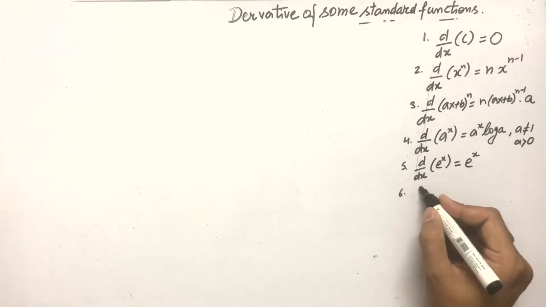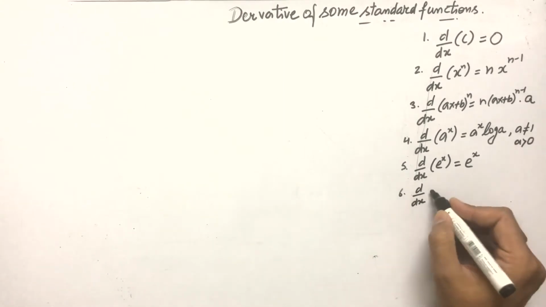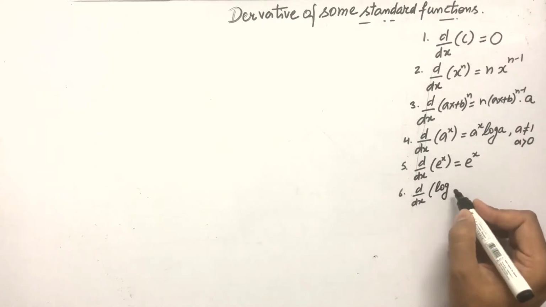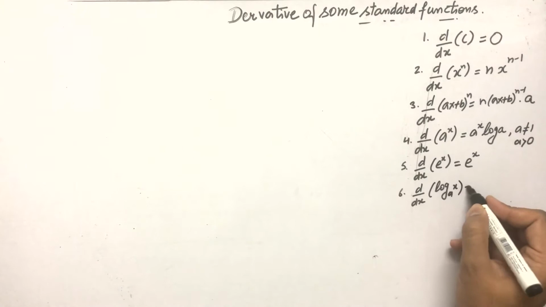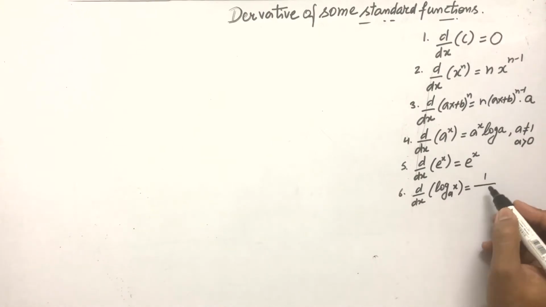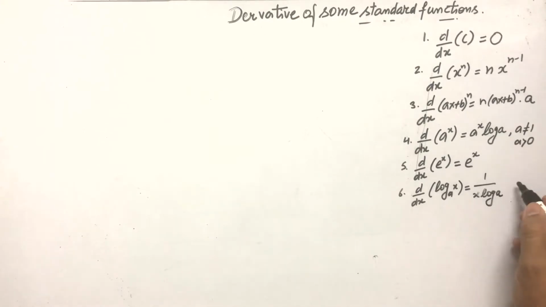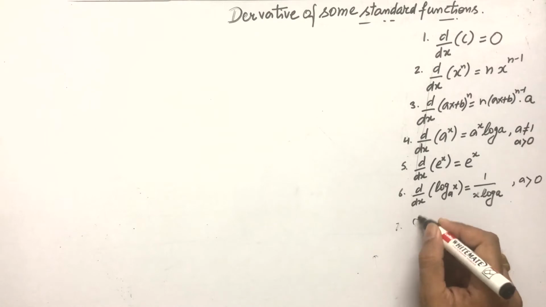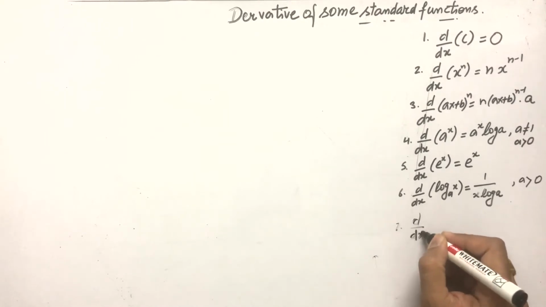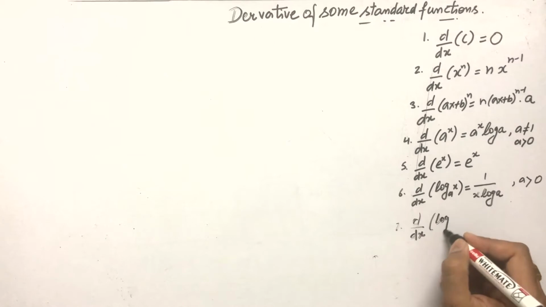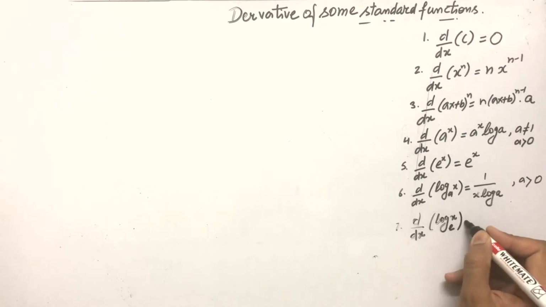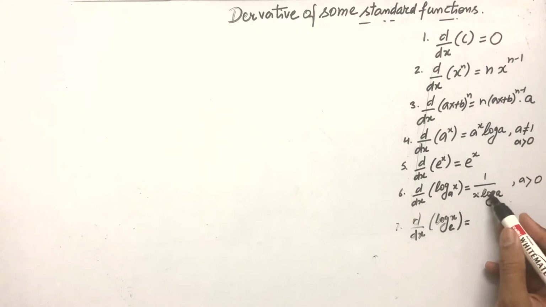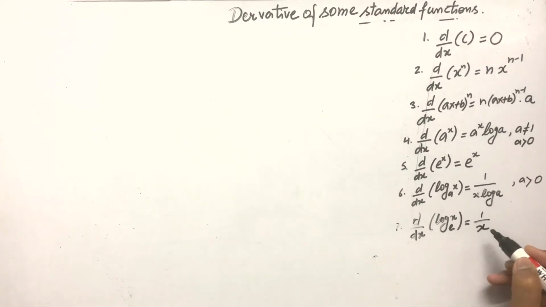And the sixth one is derivative of log x with base a, and that is 1 upon x log a. Here a is the base and we have to take it greater than 0. And the seventh is dy by dx of log x with base e, and very easily we know that when base is e, log of e becomes 1, and the answer is 1 by x.